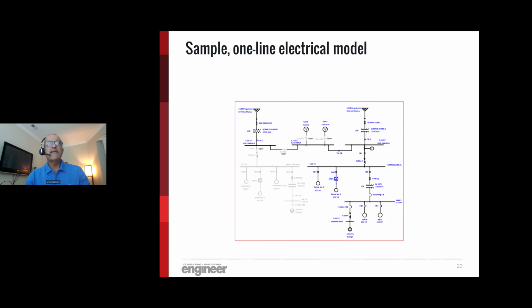All right, let's go back to our one line that we started with. We are going to utilize this one line for our discussion, our presentation. Ken and I are going to use this one line to go through and show you a few samples and simulations. Going back to our system, we had 2 feeders feeding the facility, a 13.8 to 4 kV system, then going back to 480 volts, and there are some loads connected.